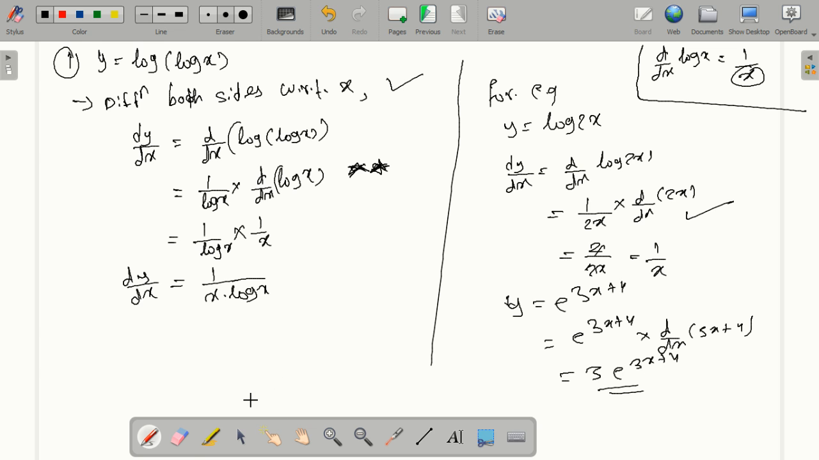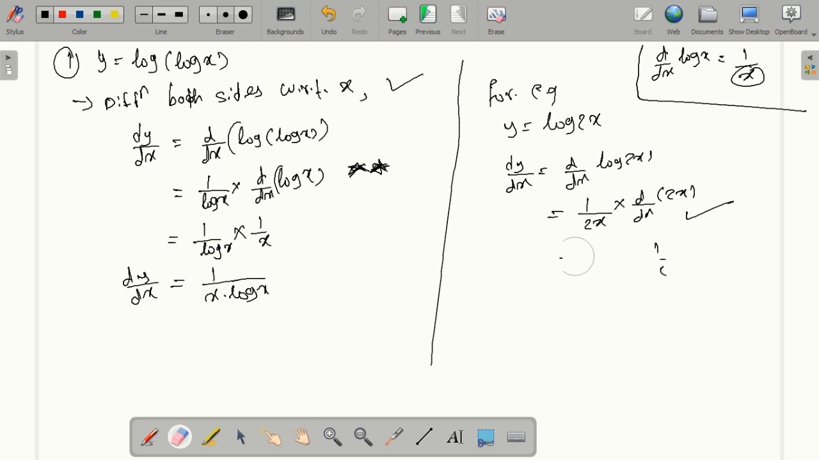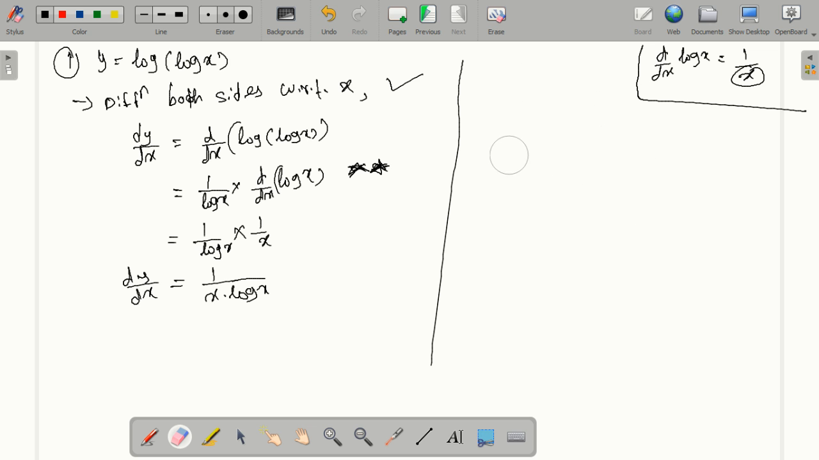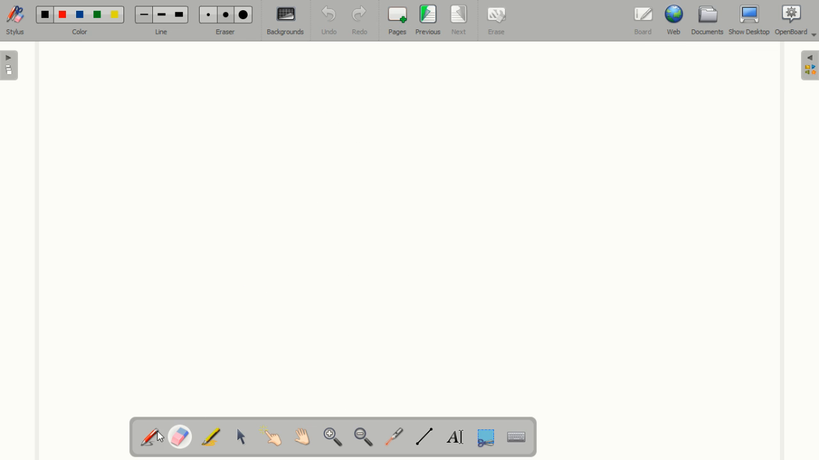This is just an example. I'm just showing you how this chain rule works, right? Rather than using the u variable and finding dy by du and then du by dx, you can use this method as well. And we are going to use this method for the rest of the exercise, right? So let's go to the second example.